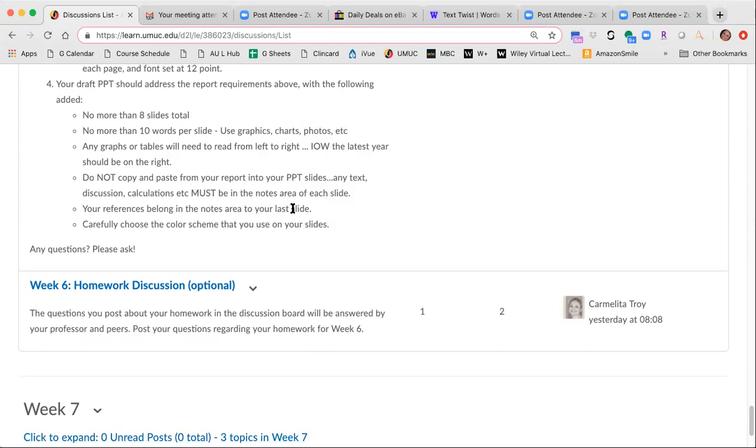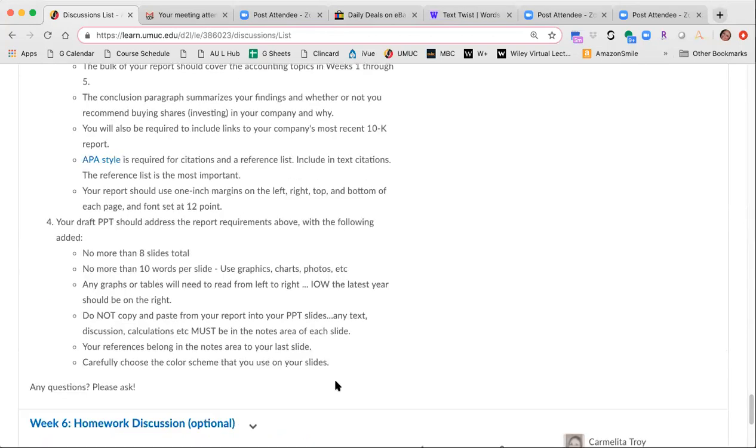And please note, it would be as if you're making a presentation. So don't put every word on the slide. Don't put more than 10 words on the slide; rather, any explanations, any discussion, what you would say to your audience, should all be in the notes area for each slide. And be sure that you include your references, not on the last slide, but in the notes area. Also, there needs to be a conclusion, but that's already stated up here.